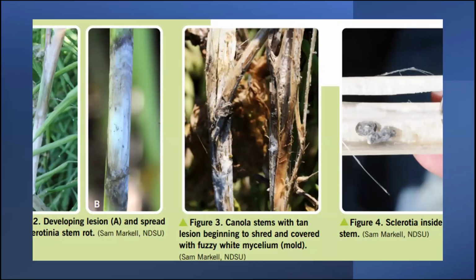And then here's a few more examples of Sclerotinia. So on the far left, you can see kind of a zoomed in picture of a smaller stem lesion. The middle is a more advanced infection where the fungus has completely destroyed those plants. And then on the far right, that is an example of the Sclerotinia sclerotia, so those small black structures that are going to overwinter in the soil.